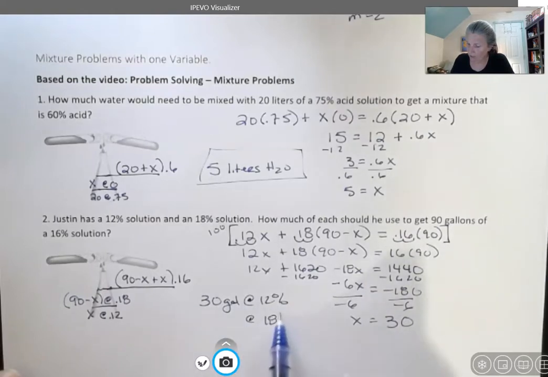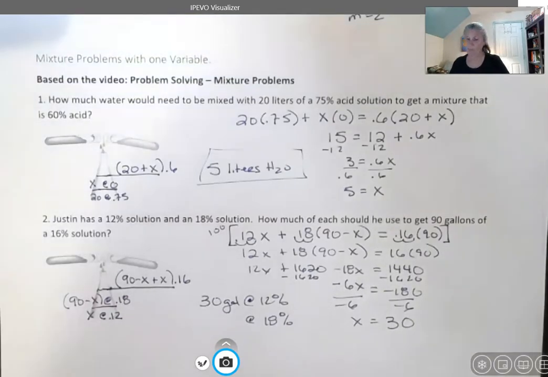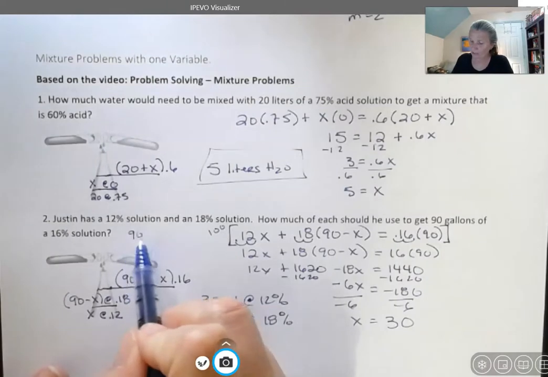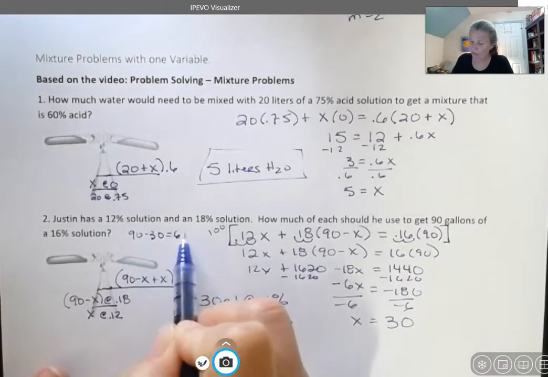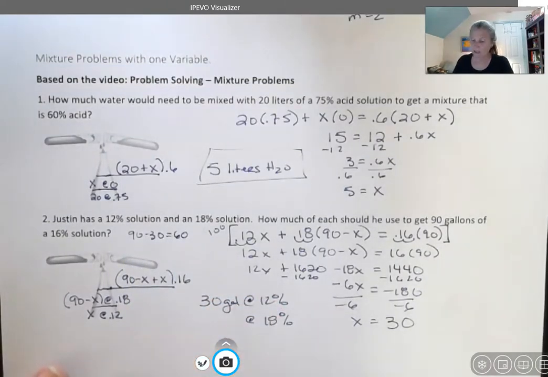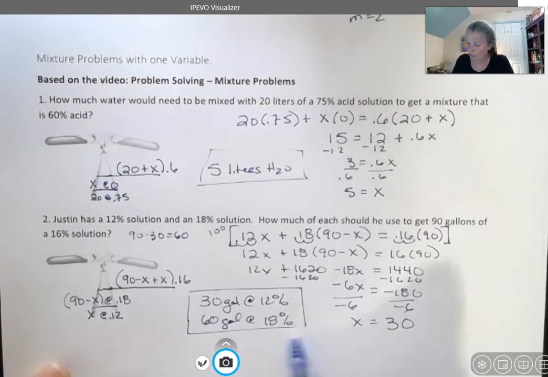And I know that I have 90 gallons altogether. So if I take 90 minus 30, that's going to tell me that I must have 60 left. That's 18%. So that's where the 90 minus x comes from. We just take away all the x, and what's left is the other amount. And that's going to be your answer to that.